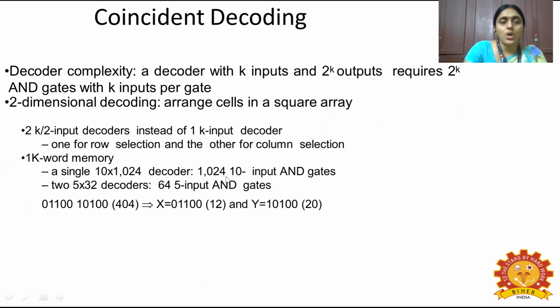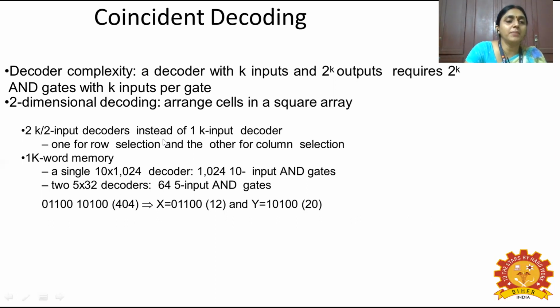Now we will see about coincident decoding. The decoder complexity here shows a decoder with k inputs and 2^k outputs, which requires 2^k AND gates with k inputs per gate. Two-dimensional decoding arranges the cells in a square array, using two 2^(k/2)-output decoders instead of one k-input decoder, where we find one for row selection and the other for column selection.